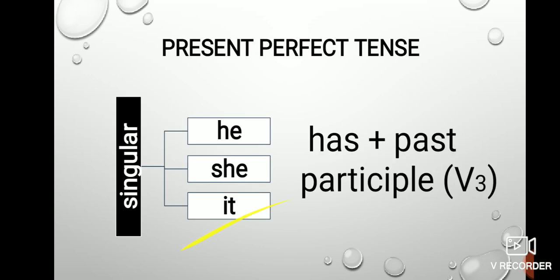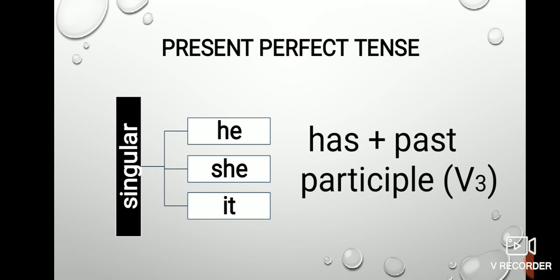Okay, children, if the subject is singular, you have to go with has. He has eaten, she has eaten, it has eaten. Likewise, you have to use has if the subject is singular. And what form of the verb do you use? The V3 form of the verb. V3 means what? Past participle. You must be very clear with the third form. What is the present form, past form and past participle? If you are clear with these three things, then only you can go with the tenses in a proper way.